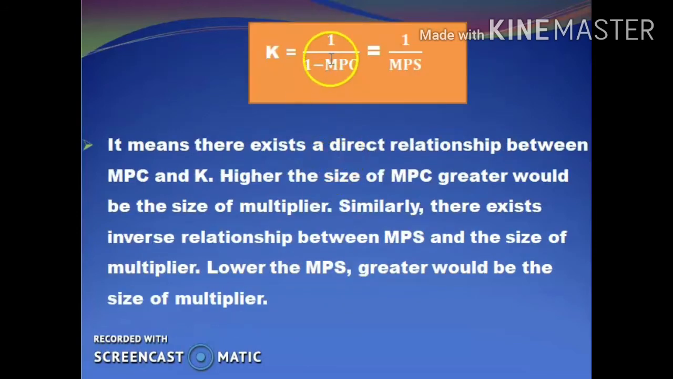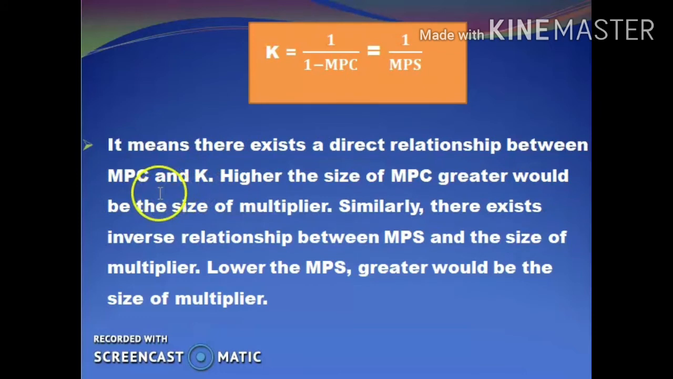So next, K equal to 1 by 1 minus MPC is another formula for the multiplier. K is the multiplier, you know. It may also be written as 1 by MPS. So next is another relation. It means that there exists a direct relationship between MPC and K.